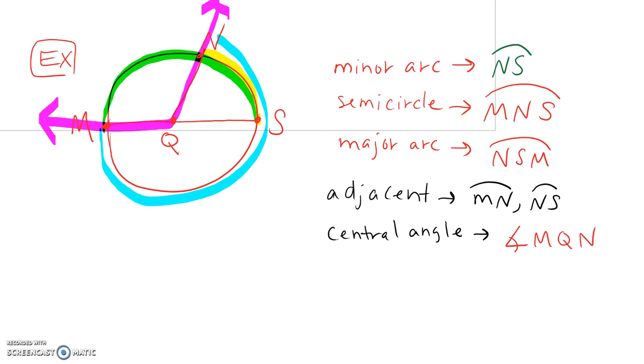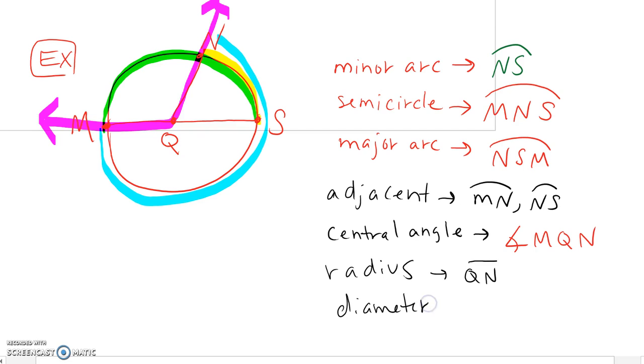I could ask you for a radius. A radius is just from the center to the outside. I have 3 choices. I could do QM, QN, or QS. I'll do QN just for no particular reason. It is straight, so I put a straight line above it. A diameter goes all the way across. I use the endpoints. M to S would be a diameter.